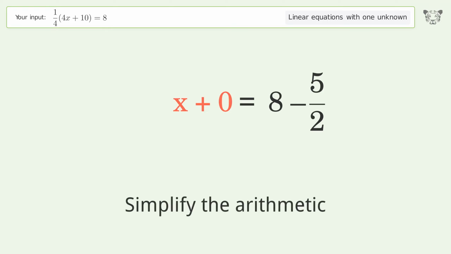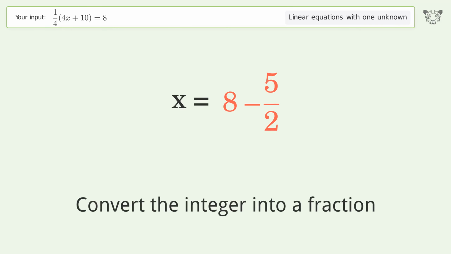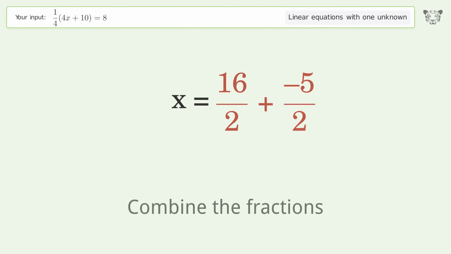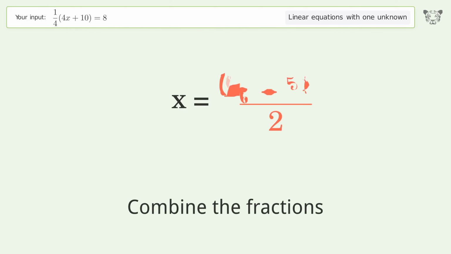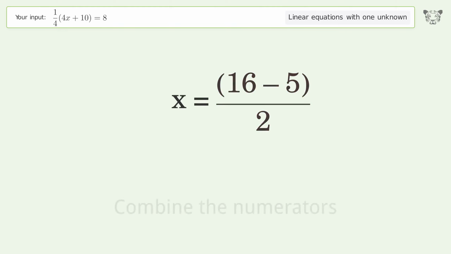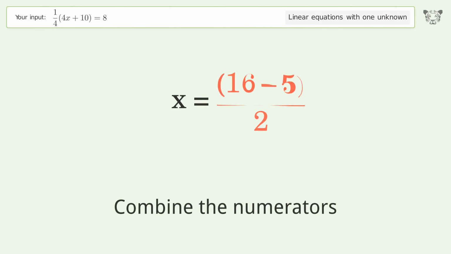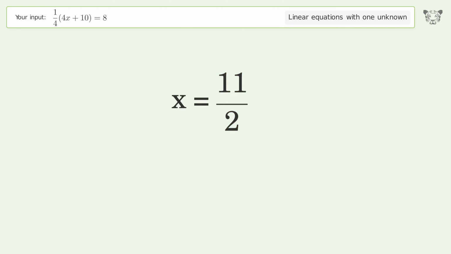Simplify the arithmetic. Convert the integer into a fraction. Combine the fractions. Combine the numerators. And so the final result is x equals 11/2.